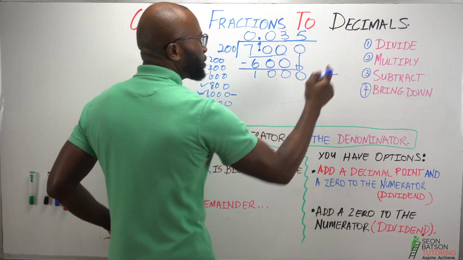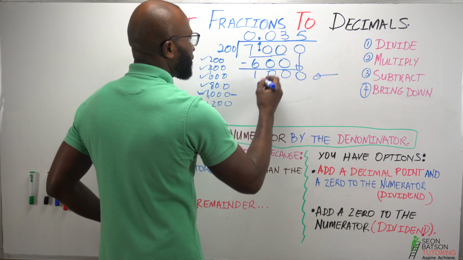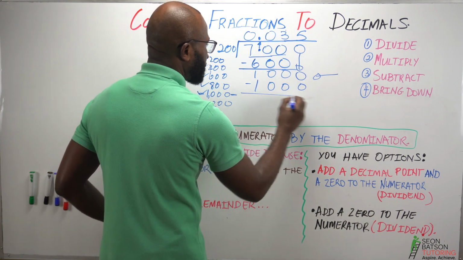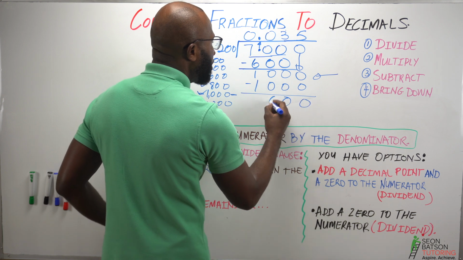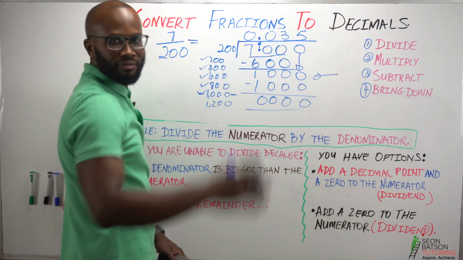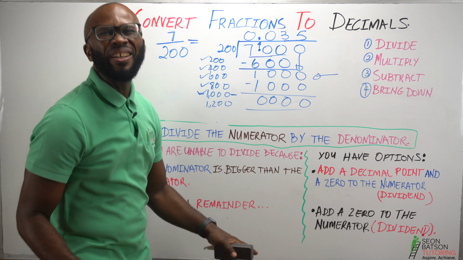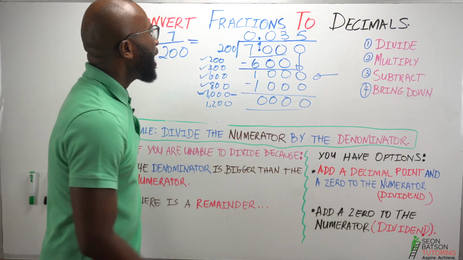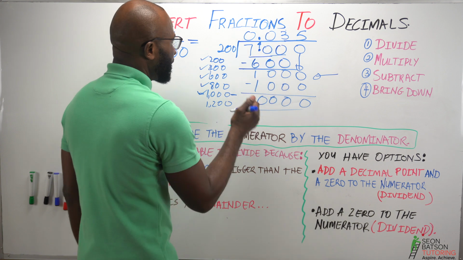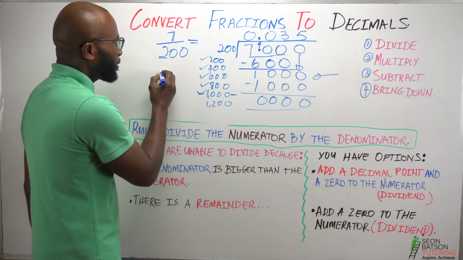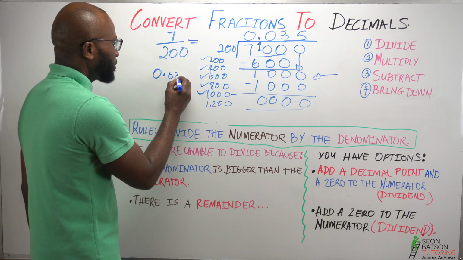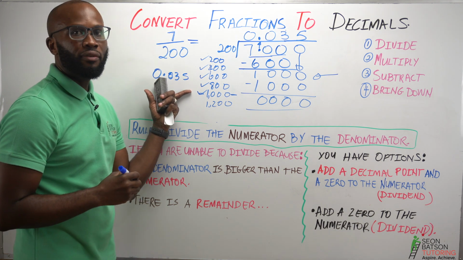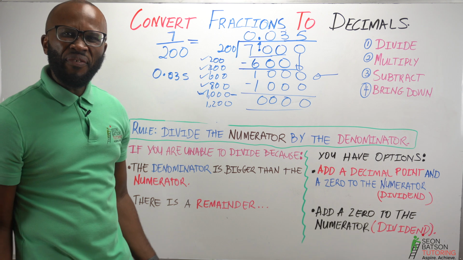After dividing, we are going to multiply. 200 times 5 is 1,000. After multiplying, we subtract. Now we get 0. So our remainder is 0. So we are finished dividing. Yes? Our final answer is 0.035 or 35 thousandths.